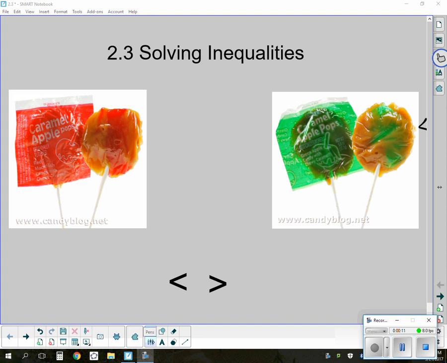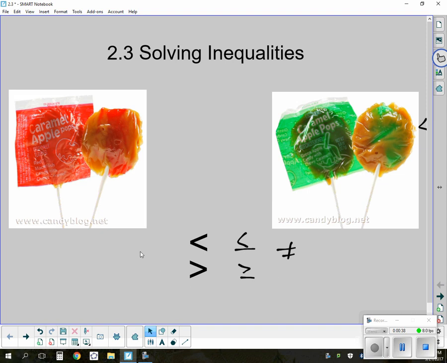Last section we solved equations. Now we're going to solve inequalities. Think about what inequalities are. They are like equations, except they have an inequality symbol, maybe a less than symbol, or a greater than symbol, or maybe even less than or equal to, greater than or equal to, even not equal to. Those are all inequality symbols, symbols other than equal signs.